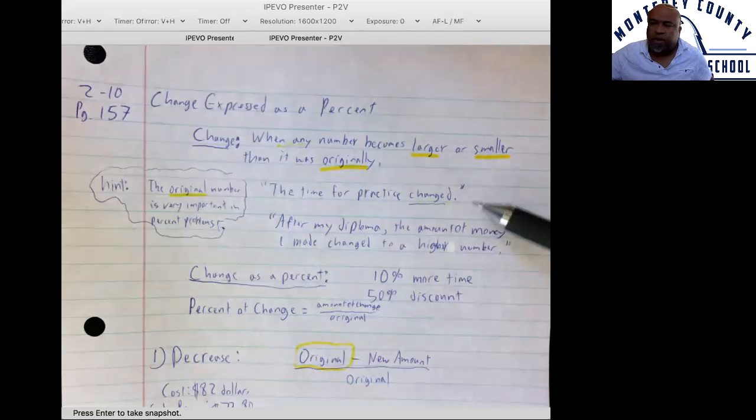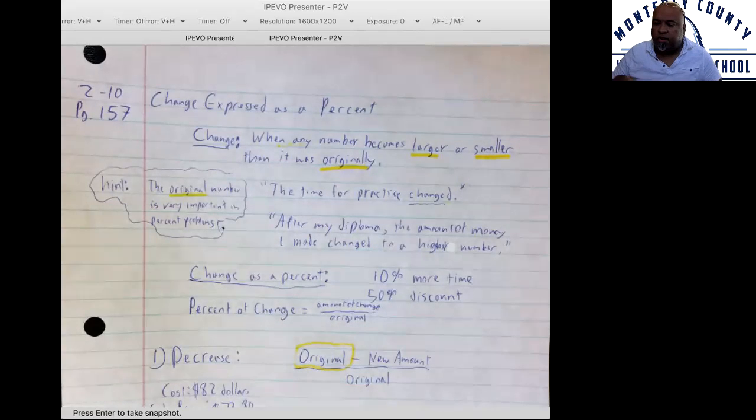The time for practice changed. So if you're on a sports team, your coach might text you and say, practice is at 5 instead of at 3. Okay? After my diploma, the amount of money I made changed to a higher number, meaning that when you got more education, maybe your boss gives you more money.